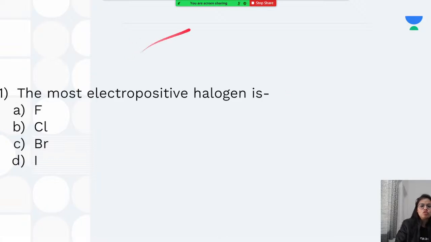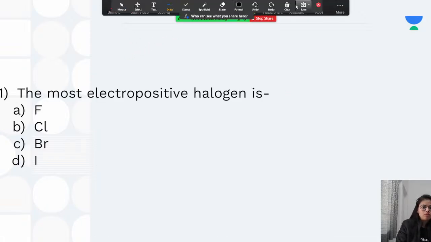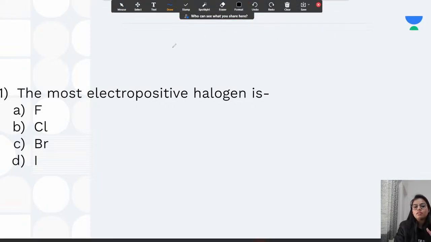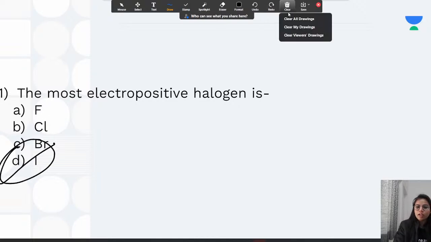The most electropositive halogen from all of them. So the most electropositive character. So as I told you, when we move from top to bottom, the metallic character increases. Okay, so from fluorine, chlorine, bromine and iodine would be the correct answer.